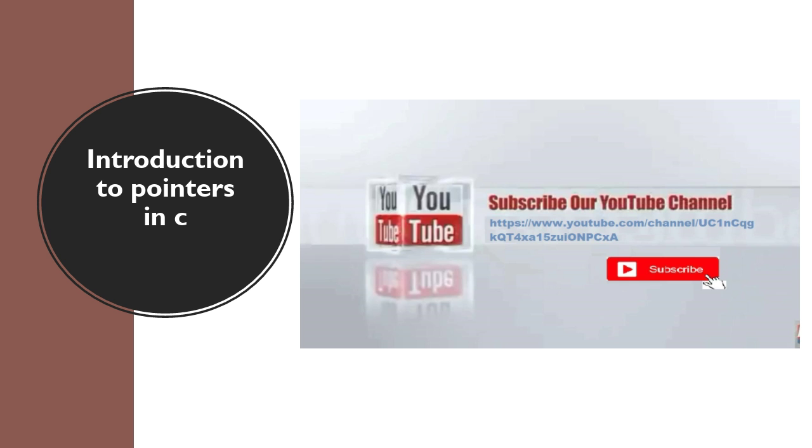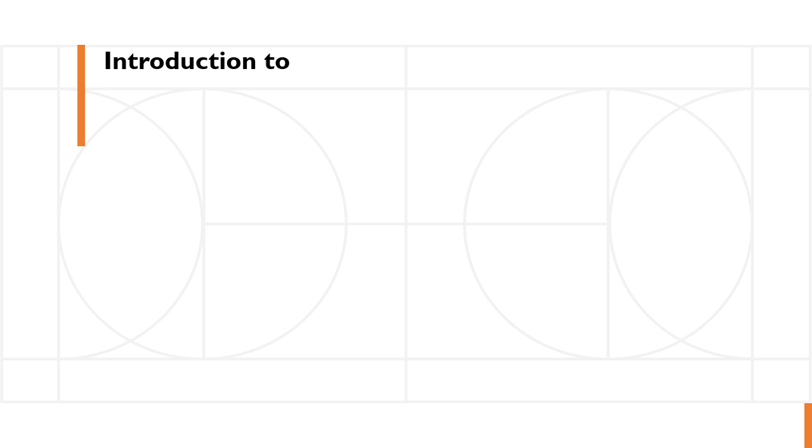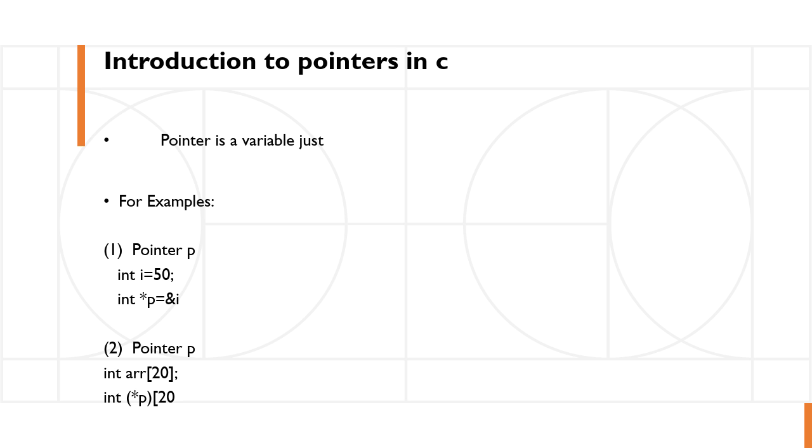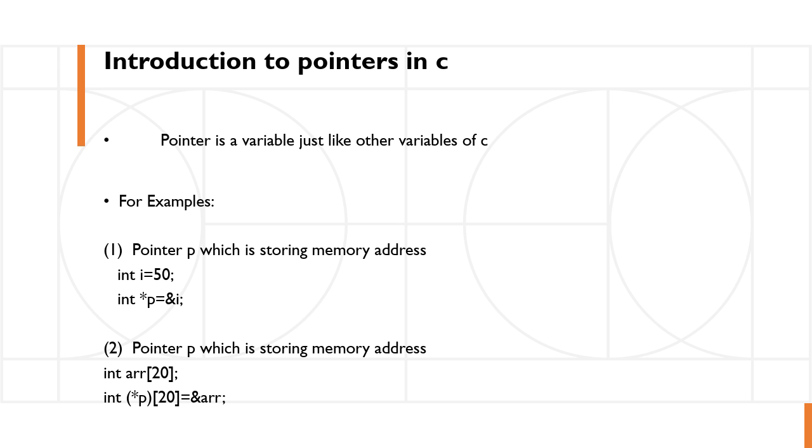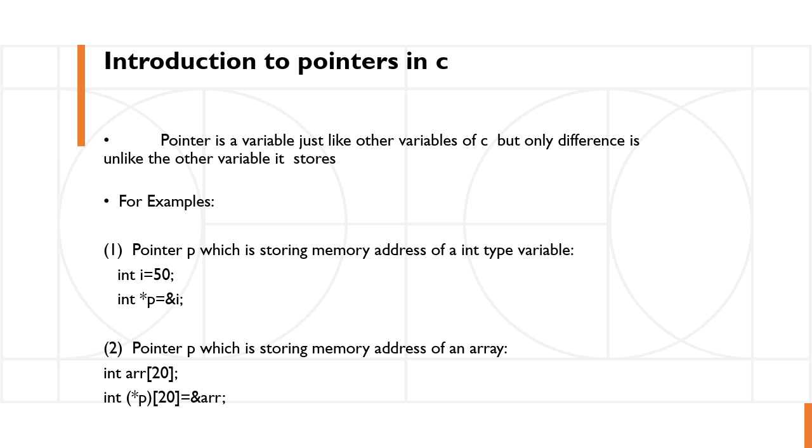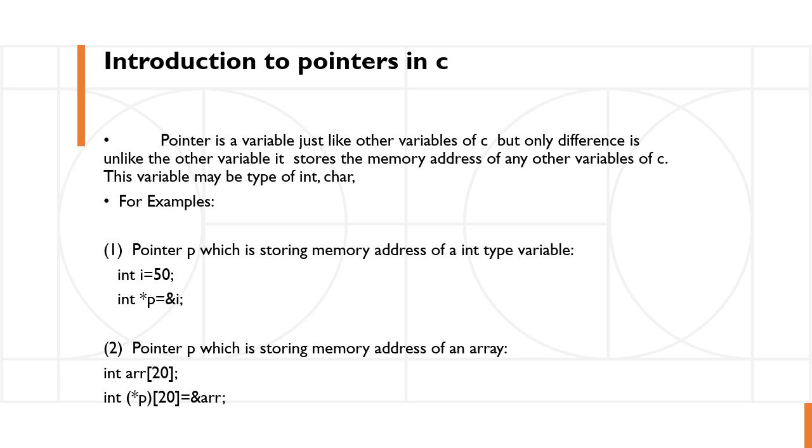Today's topic is introduction to pointers in C, as per request. Let's straight away get into introduction to the pointers in C. A pointer is a variable just like other variables like int a, int b, int c, variables of C, but the only difference is, unlike the other variables, it stores the memory address of any other variable of C. This variable may be of type int, char, array, structure, function, or any other pointer.